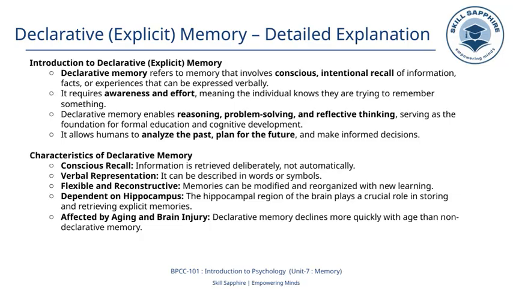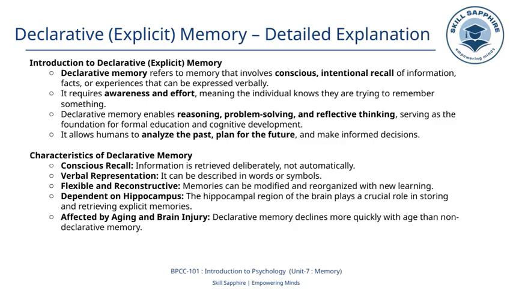Now, let's explore declarative, or explicit, memory in more detail. This type of memory involves conscious, intentional effort to recall information. It's the kind of memory where you can consciously remember facts, experiences, or details, and then express them verbally. So, when you try to recall what you had for breakfast or the name of a childhood friend, you're engaging your declarative memory.